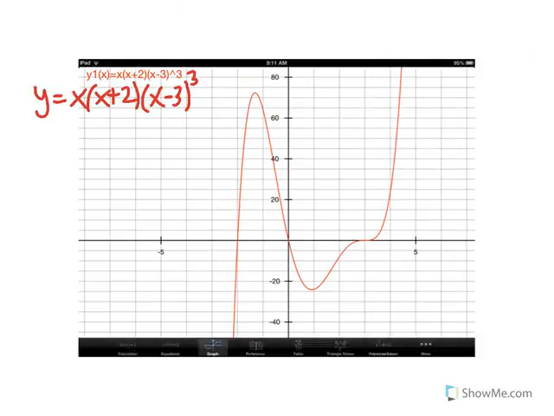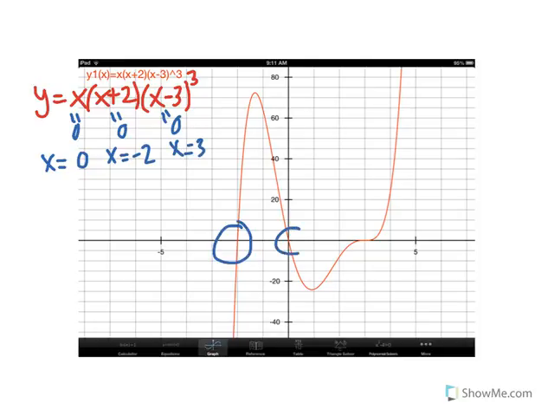In this next example, we have x times x plus 2 times x minus 3 cubed. First thing, what are the zeros? So you can set each of these factors equal to 0, and you would get x equals 0, you would get x equals -2, and you get x equals 3. Notice the graph. Here's -2, here's 0, and here's +3 right here.